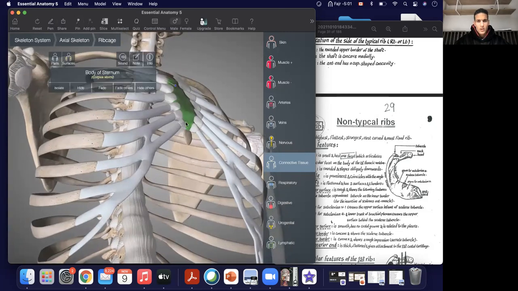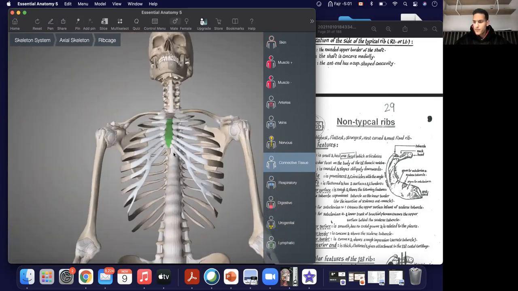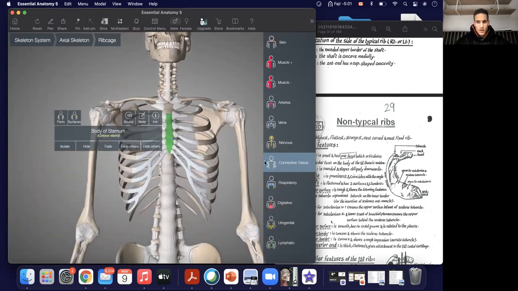See, costal cartilage number 7 right here allows for the attachment of 8, 9, and 10 costal cartilages. Sternum done. Next point.